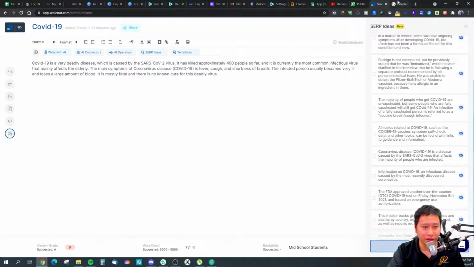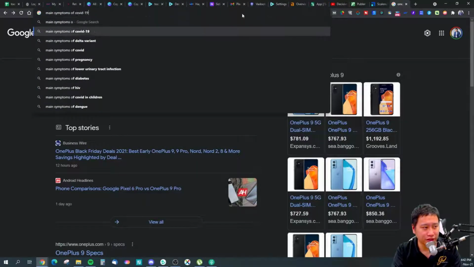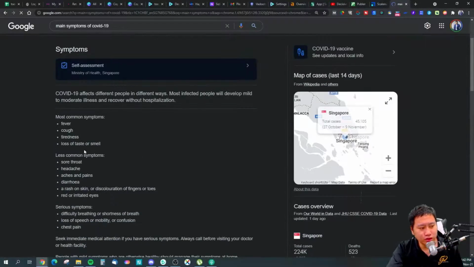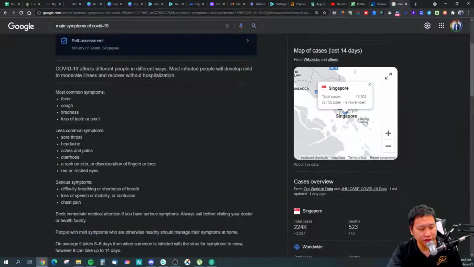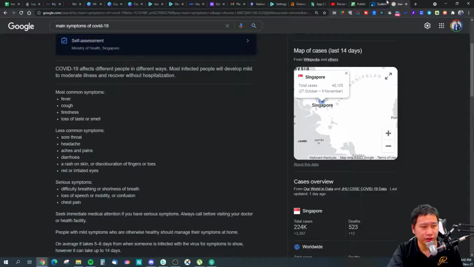Can we look that up? So main symptoms of COVID-19. Okay, so this is very good. The most common symptoms are fever, cough, tiredness, and then serious symptoms will be shortness of breath. So it's correct that there is shortness of breath, and there's fever and cough, which is correct.